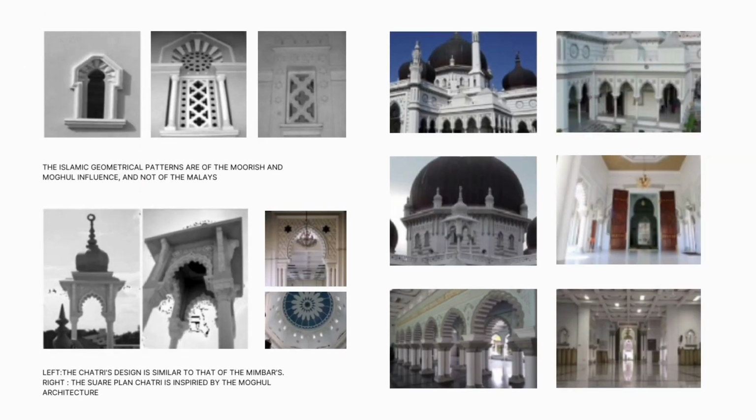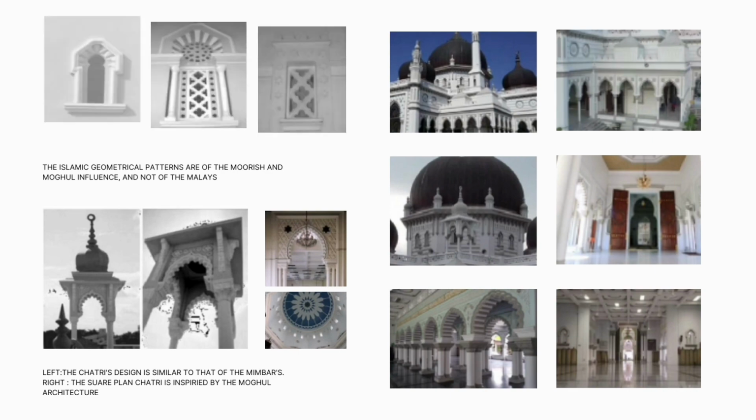Mughal architecture in Masjid Zahir. The Islamic geometrical patterns are of Moorish and Mughal influence, and not of the Malays. Left, the chhatri design is similar to that of the mimbars. Right, the square plan chhatri is inspired by Mughal architecture. There are some image examples that you can see here.